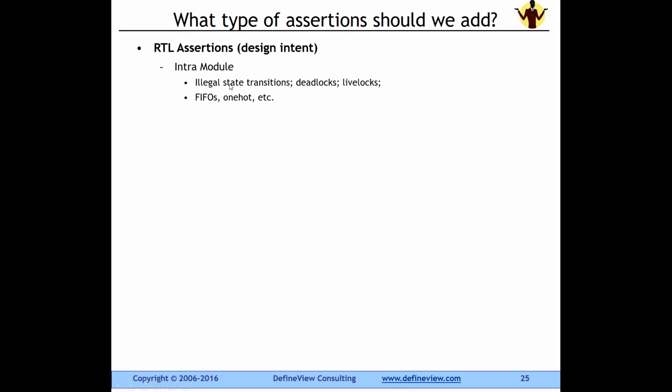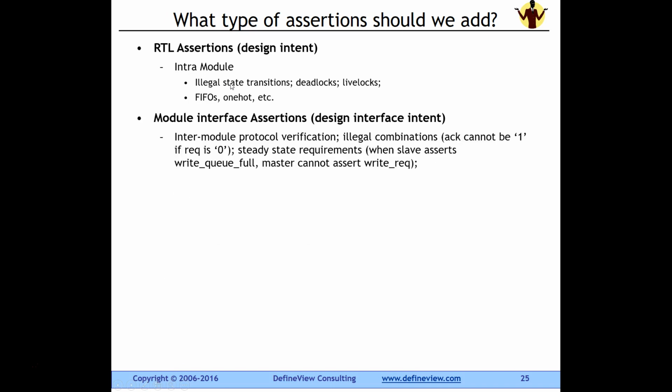Then the first guy goes right, the other one goes right. So they are both moving, but they are not able to cross the path. That's a livelock. And similarly, you have FSMs, one-hot, etc.